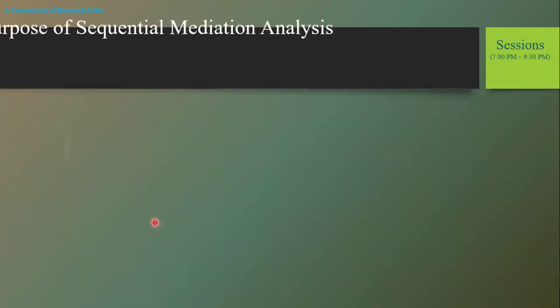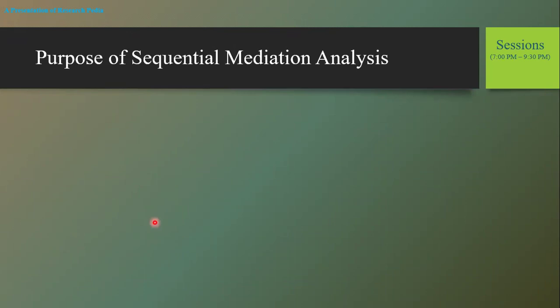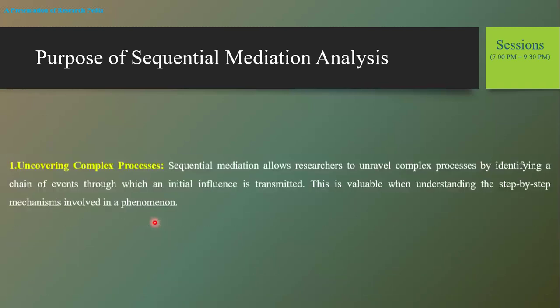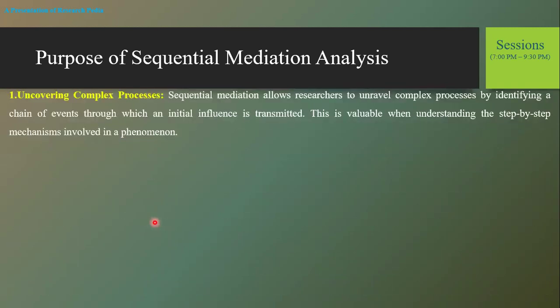So how is this idea applied? Before understanding sequential mediation analysis more deeply, you need to understand its idea, why it is important, why we need to apply it, and what the purpose of sequential mediation analysis is. First, uncovering complex processes. When you have a complex process, sequential mediation allows researchers to unravel it by identifying a chain of events through which an initial influence is transmitted. This is valuable when understanding the step-by-step mechanisms involved in a phenomenon.